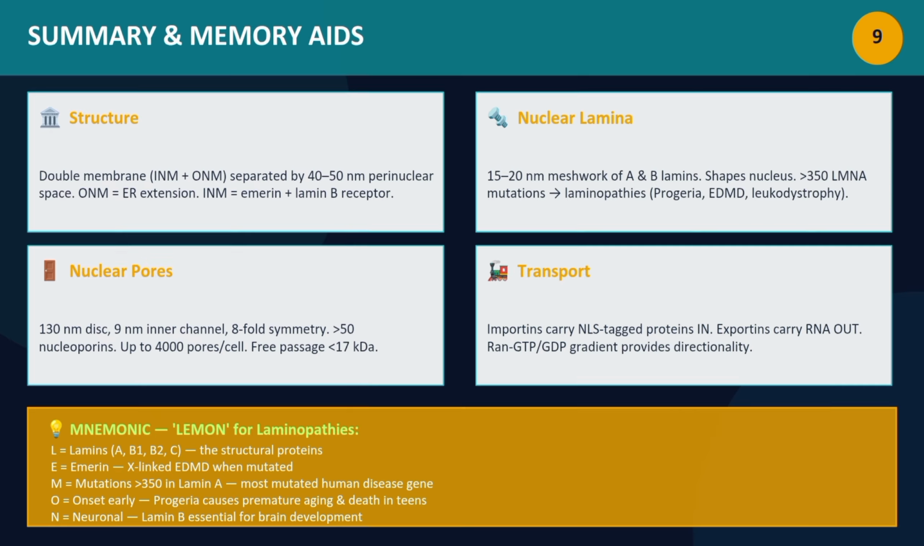M. Mutations. Over 350 in lamin A, the most mutated human disease protein. O. Onset early. Progeria causes premature aging and death in the teens. N. Neuronal. Lamin B is essential for neuronal and brain development. Lemon. Write it down. It will save you in your exams.